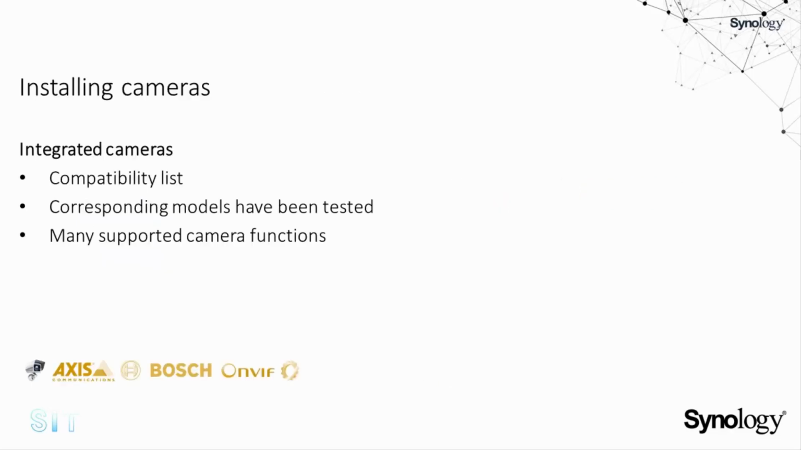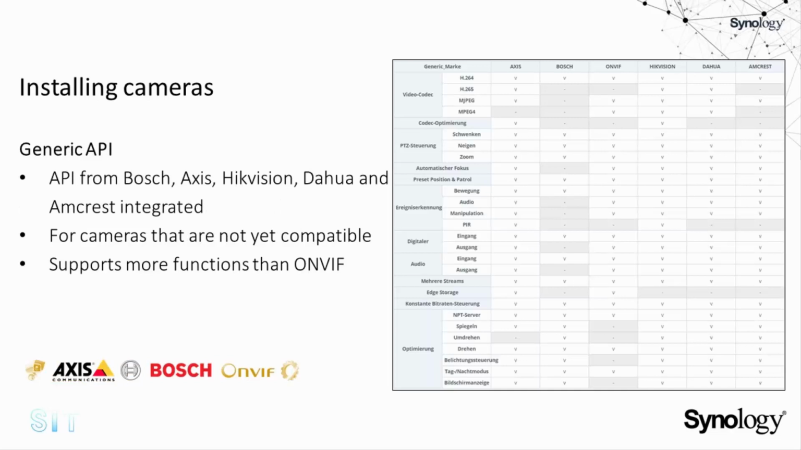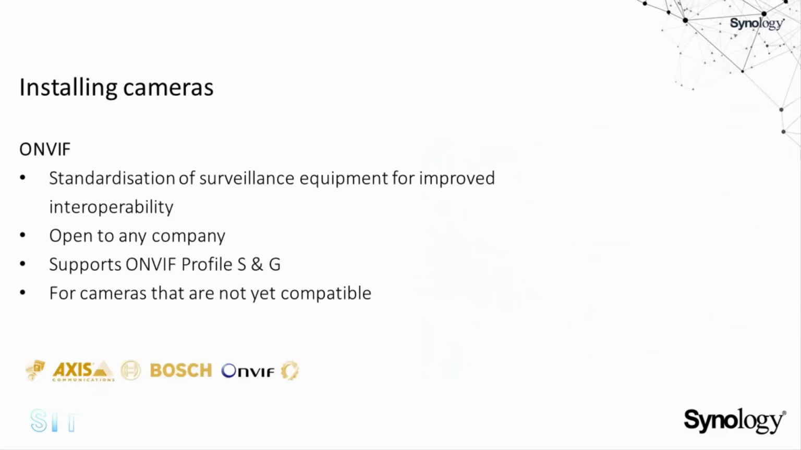If an ONVIF compatible camera is not yet listed but is from Axis, Bosch, Hikvision, Dahua or Amcrest, then the camera can be integrated via the generic API of the respective manufacturer. This is especially recommended for models which are not yet listed in the compatibility list. The big advantage here is that the generic profile supports more functions than the integration through the generic ONVIF profile. The topic of ONVIF is also the transition to our next slide.